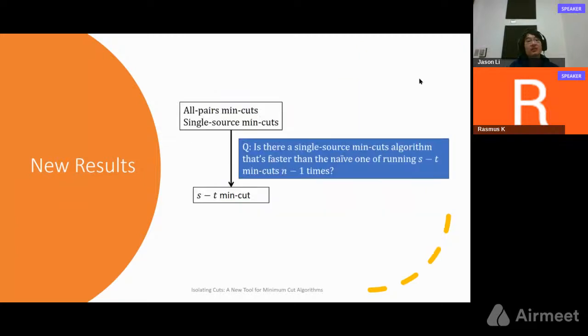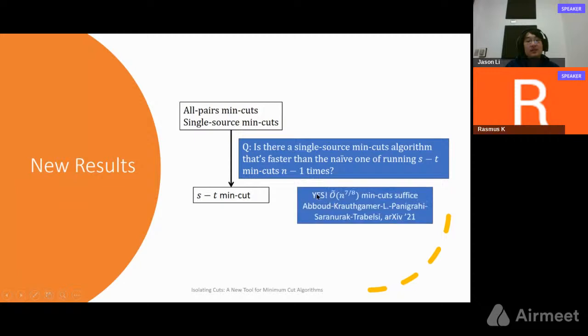So the second result I want to briefly touch on, again, is unpublished work. This one's actually posted on arXiv. Let's go back to the problem of comparing all pairs min cut with ST min cut. Once again, the problem is: is there a single source min cut algorithm that is faster than just naively running ST min cuts n-1 times? In very recent work, posted on arXiv, I think, early this month, we can actually also improve on this. We can show something non-trivial. We showed that n to the 7/8, a sublinear number of min cuts, suffices for this problem, and therefore also for the all pairs Gomory-Hu tree. And this is essentially the first improvement of this problem in 60 years for general graphs.